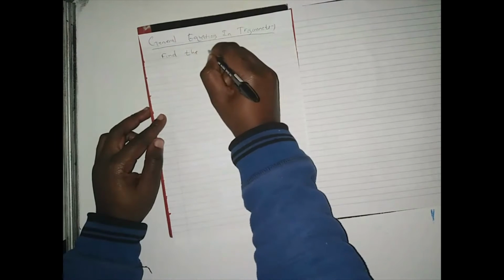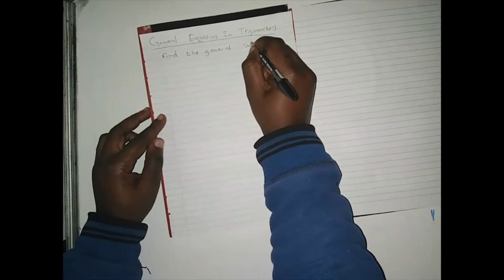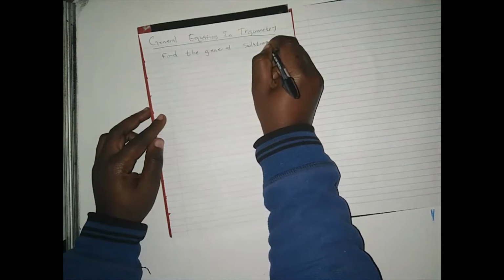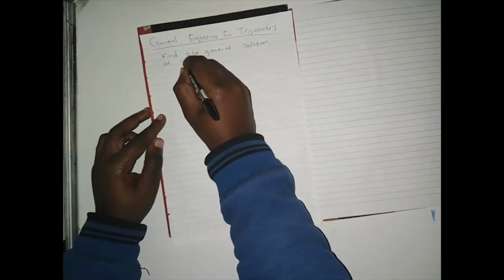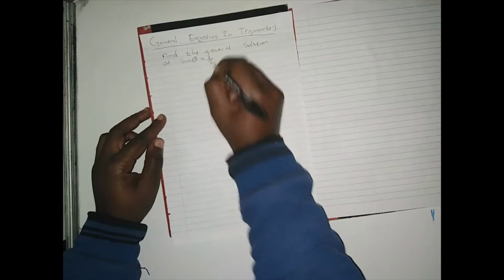the general solution of sine theta is equal to 1 over 2. How do you deal with that? Okay, so you will need to know how to find a general formula of sine in general. Now, how do you go about finding a general formula of sine?